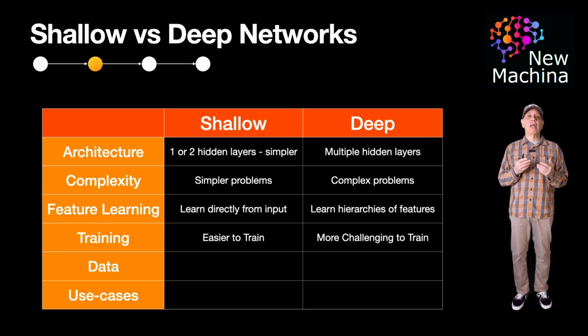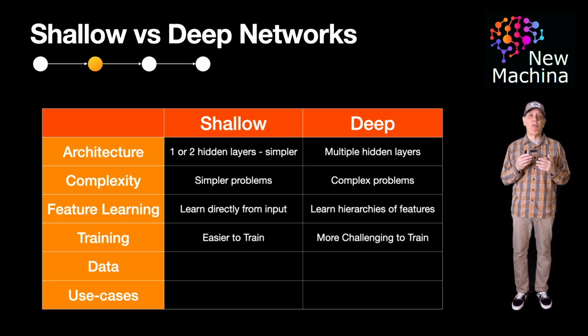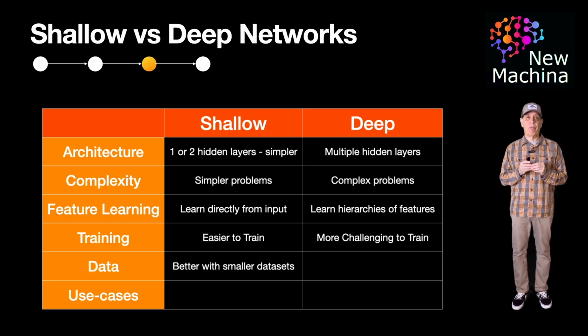So what type of data generally fits best for shallow and deep neural networks? Well, shallow networks are usually more effective for smaller data sets. Alternatively, deep neural networks usually do better with large amounts of data.